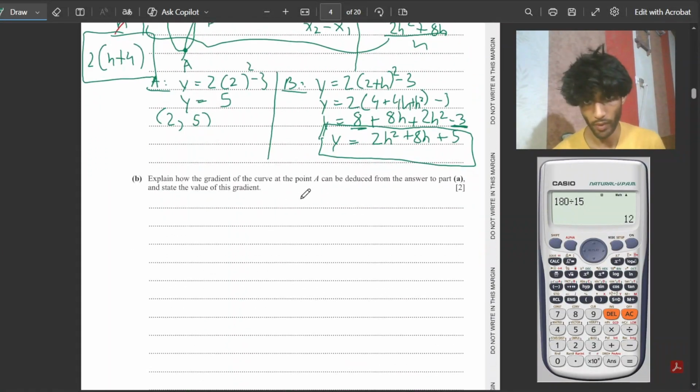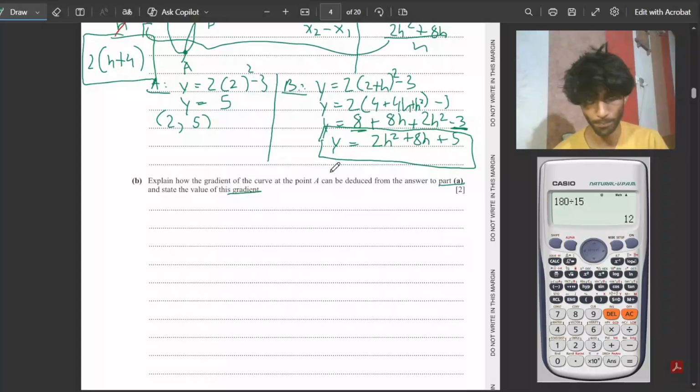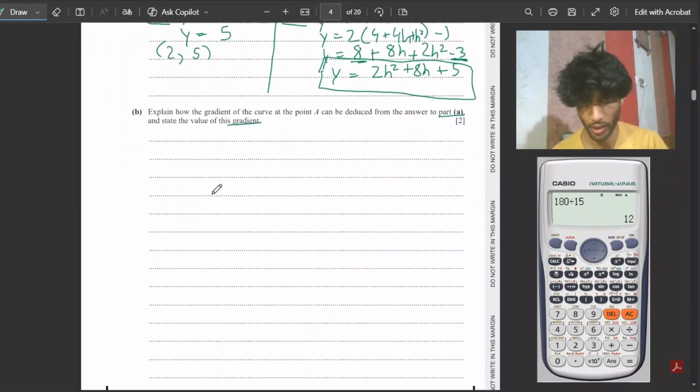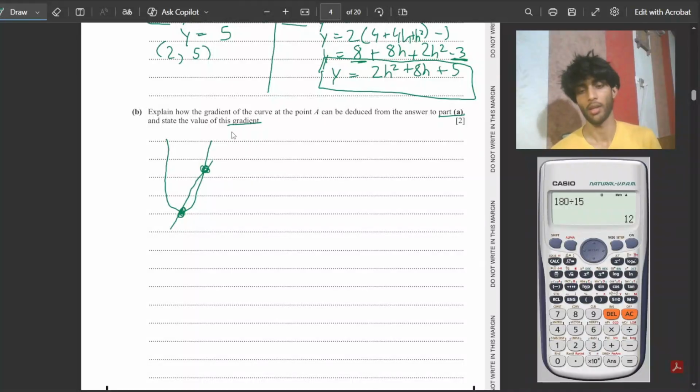Now, part B says, explain how the gradient of the curve at point A can be deduced from your answer to part A and state the value of this gradient. So you basically have to explain how you can get the gradient of the curve at point A. Now, here's the idea. Initially, I drew something like this. So I had 2 points, A and point B, right? And I said there's a chord that's passing through them. And I said that the gradient is basically y2 minus y1 over x2 minus x1.